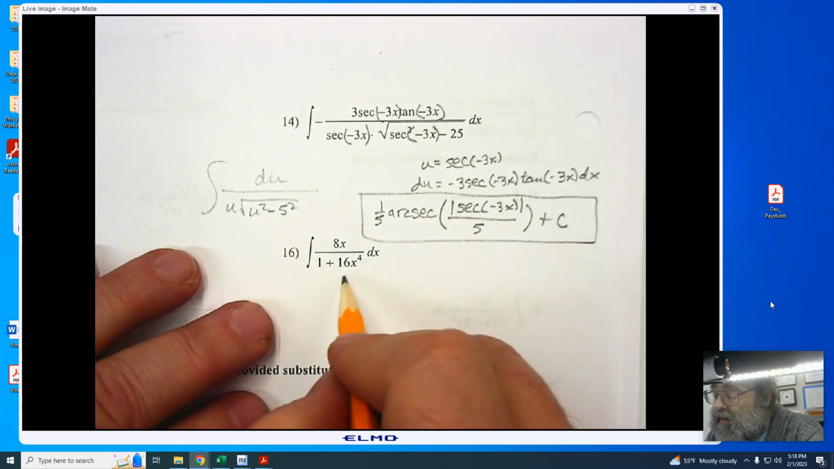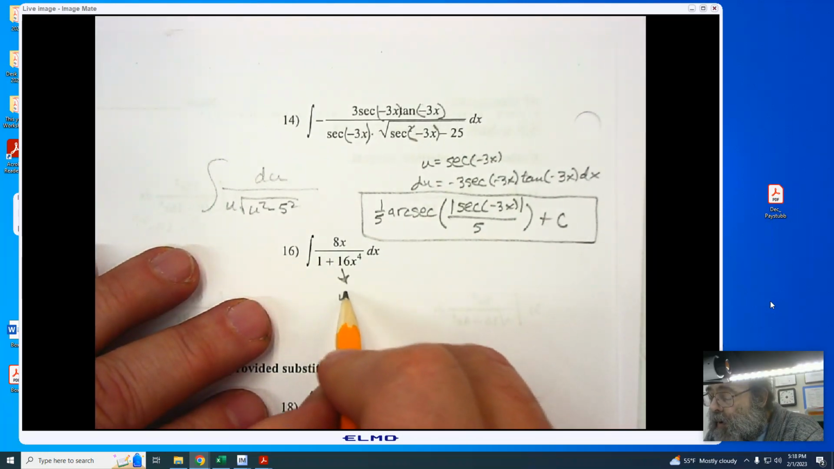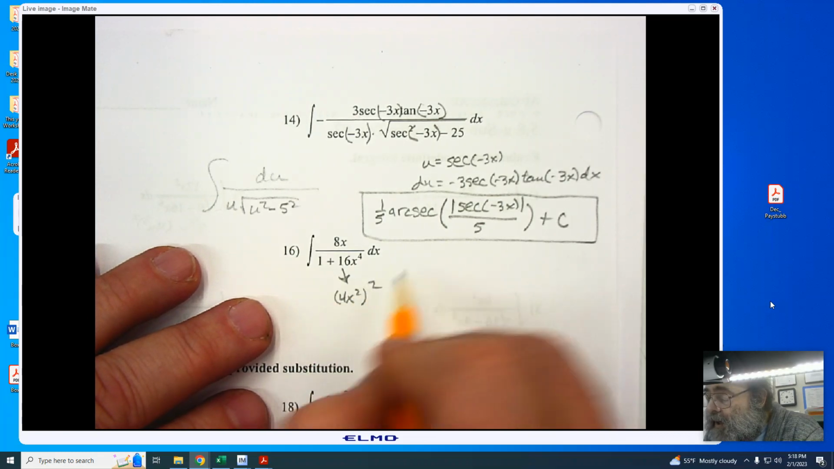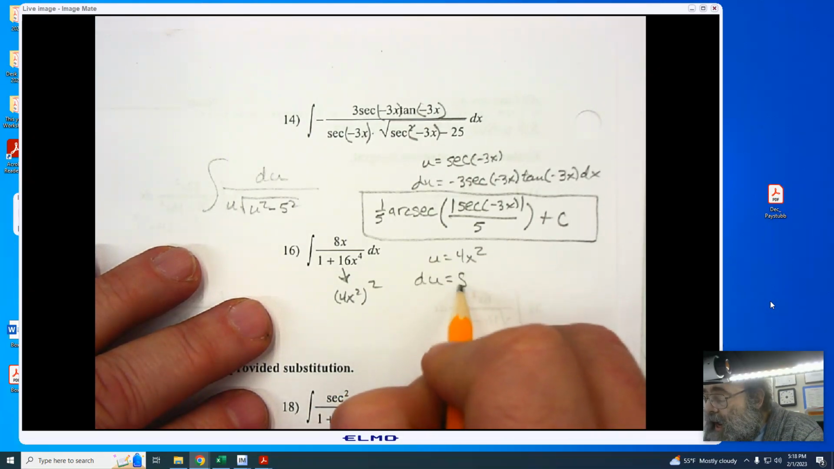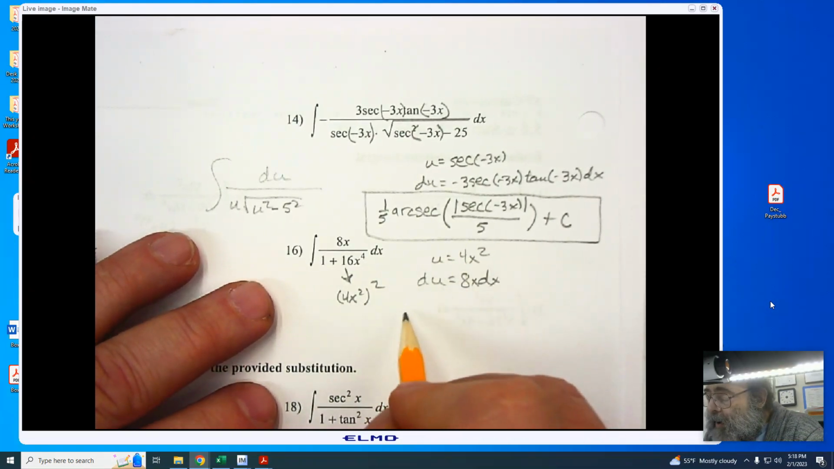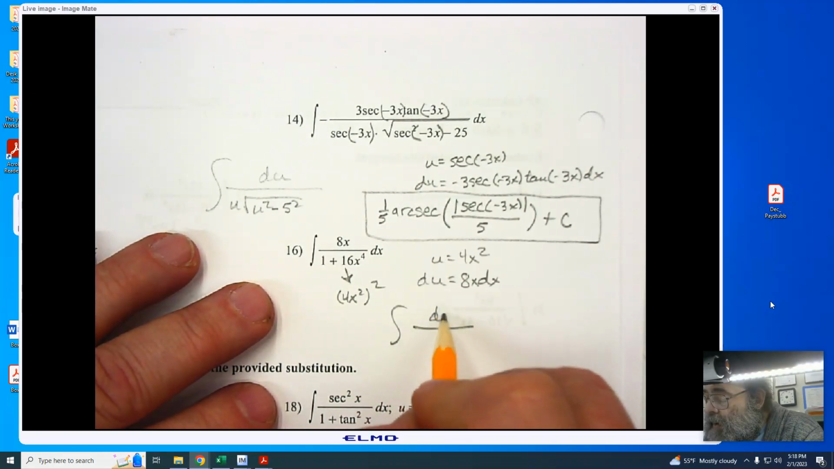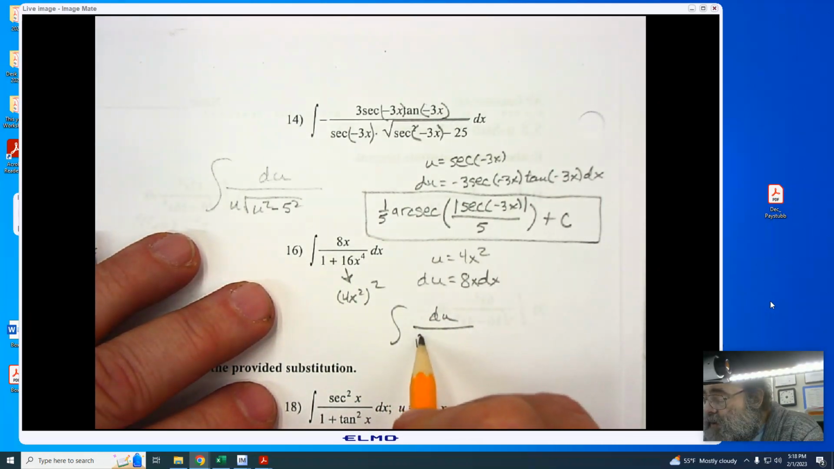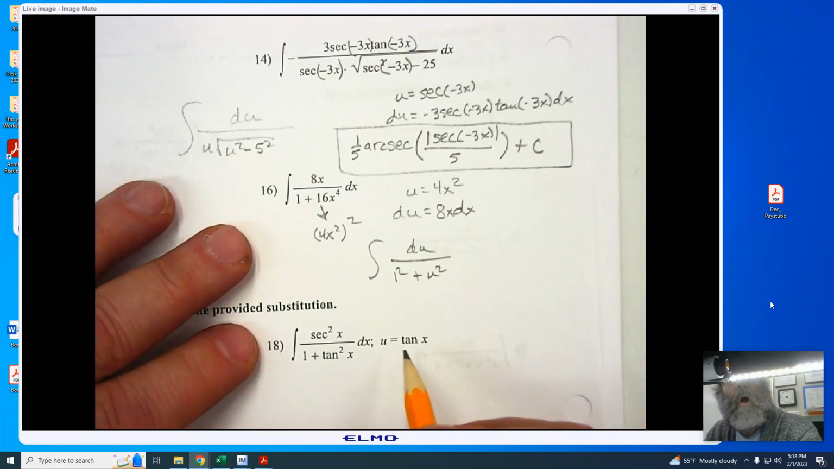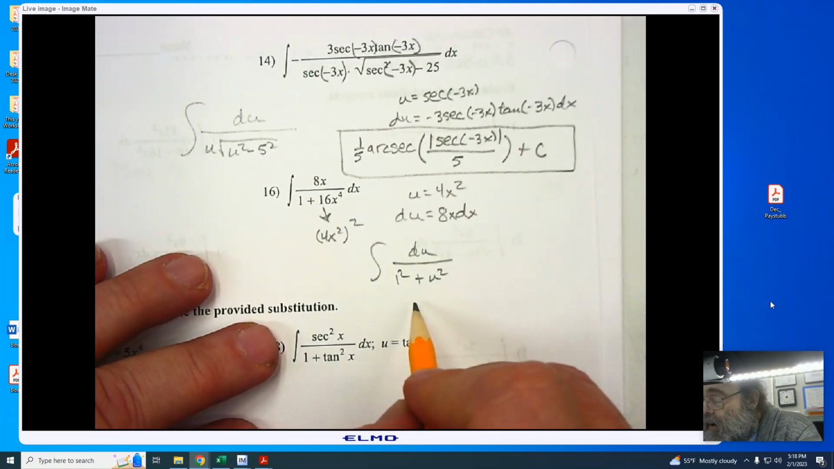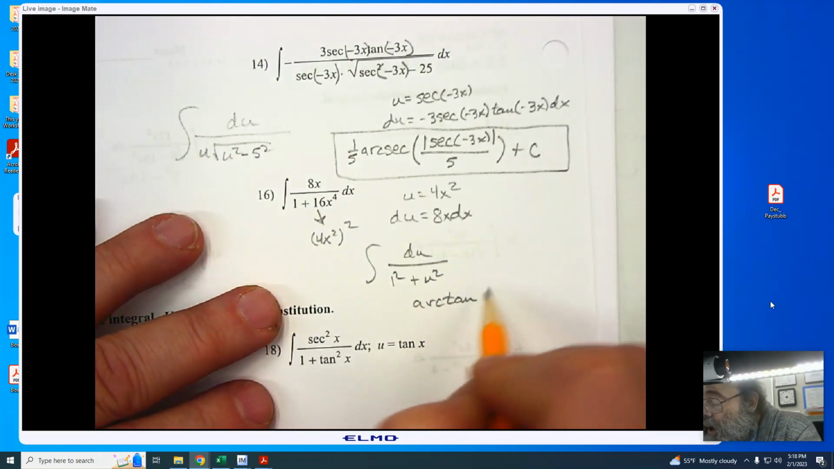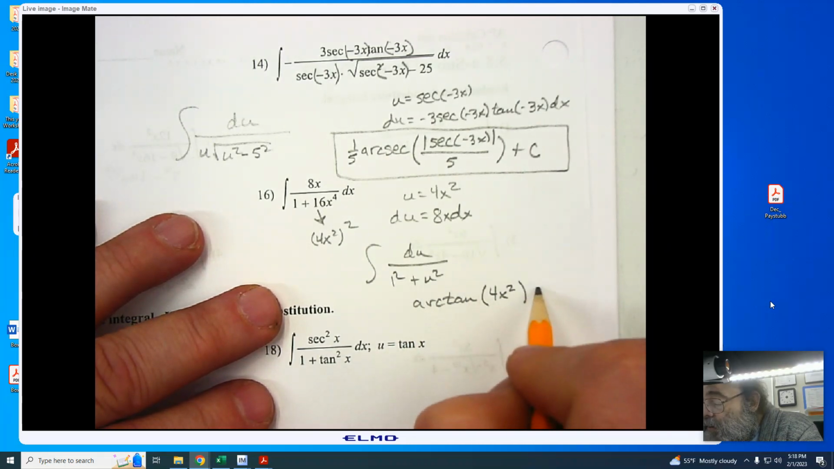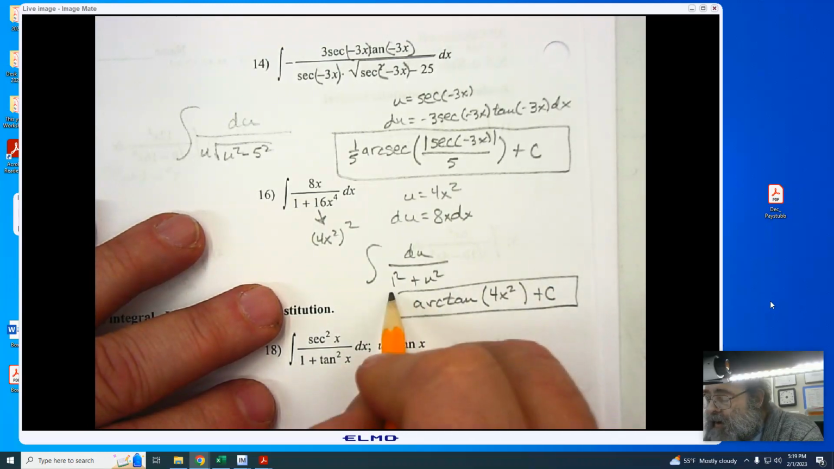Number 16. This right here is 4x squared, the quantity squared, so we know our u is 4x squared, making du 8x dx. When I replace it, I end up getting du on top, and I have 1 squared plus u squared. This is our arc tangent formula, so I'm going to have 1 over 1 arc tangent of my u, 4x squared over 1, plus c. And there's my answer.